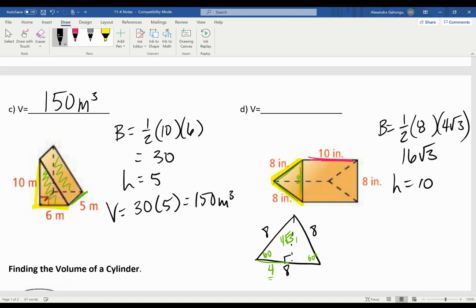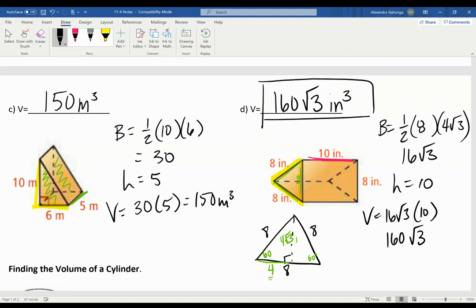And we multiply to find our volume. I would love to keep it in rad form. Makes it easier to write. And I get 160 rad 3 inches cubed. So that's a tricky one, but you'll only have to do that if you don't have a right triangle, and you most likely will.